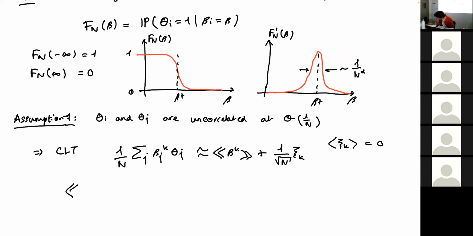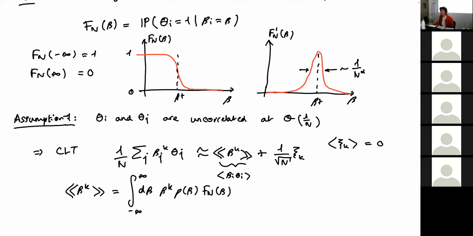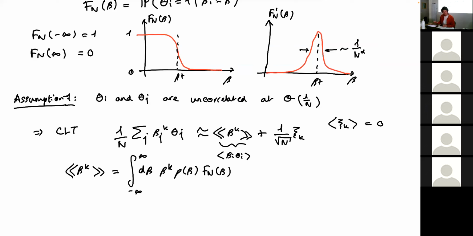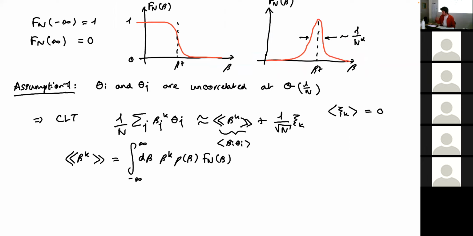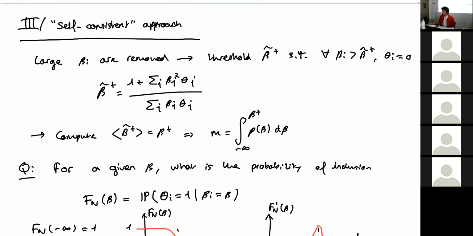And what I meant by this double bracket is really the moment, but conditional to the fact of inclusion. So it's really the integral over the whole domain of beta to the k, the density of beta, okay, but then you want to include this f_n of beta. Because of course this term is just the average of beta_i theta_i, right? So to compute this average, we use the function that we've just introduced. Okay, so now we're all set, because what we can do is, using this assumption that allows us to introduce the central limit theorem, the ratio here, sorry.